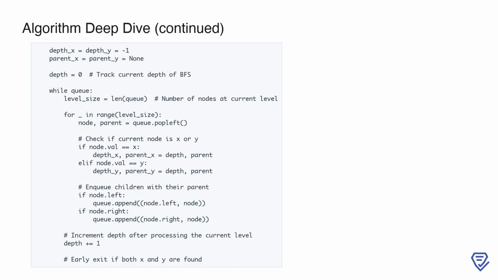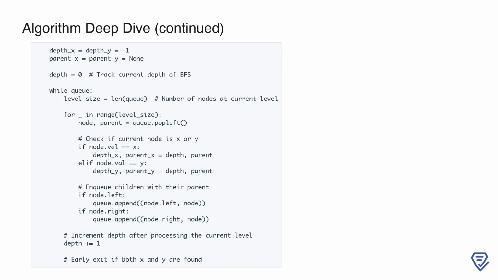The pseudocode begins by handling an edge case. If the root of the tree is none, the function immediately returns false. We then initialize a queue for the BFS traversal, starting with the root node and its parent as none. The variables depth_x and depth_y are initialized to -1, and parent_x and parent_y are set to none. These will store the depth and parent information for x and y as we traverse the tree. We also initialize a variable depth to keep track of the current level during the BFS.